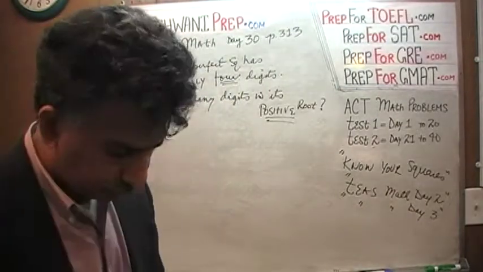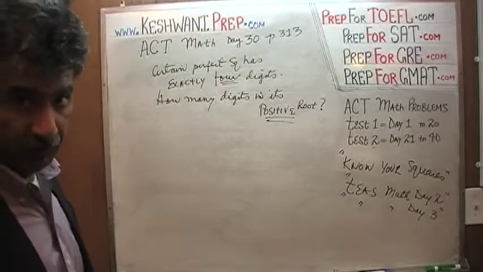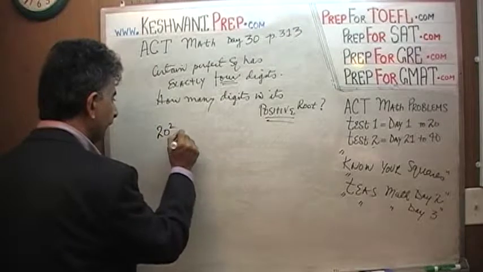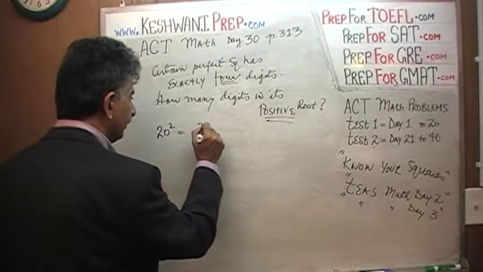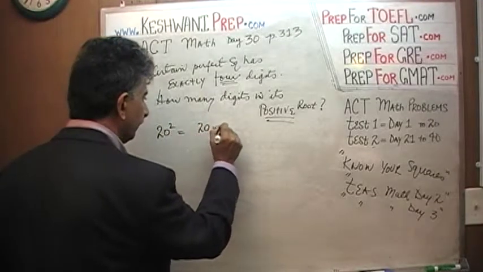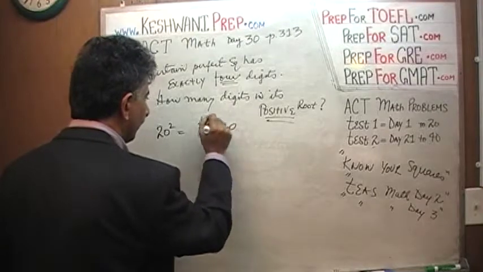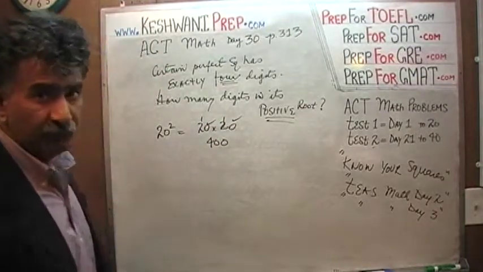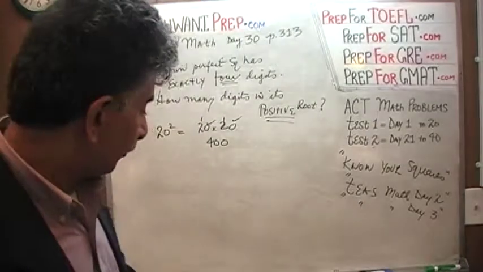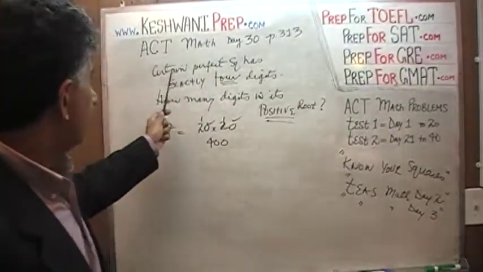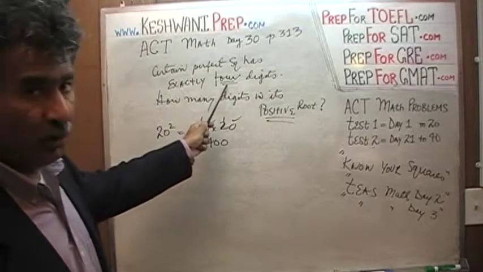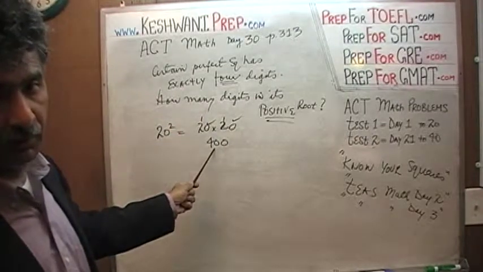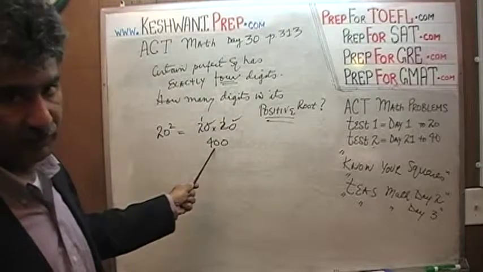If we know our squares 1 through 20, we know that 20 squared is 20 times 20, which is 2 times 2, which is 4, and then a 0 and a 0, which is 400. But that's way too small. We are told that we have a perfect square which has 4 digits. This one is only 3 digits. It's only 400. It's not even close to 1000. We have to have at least 1000.